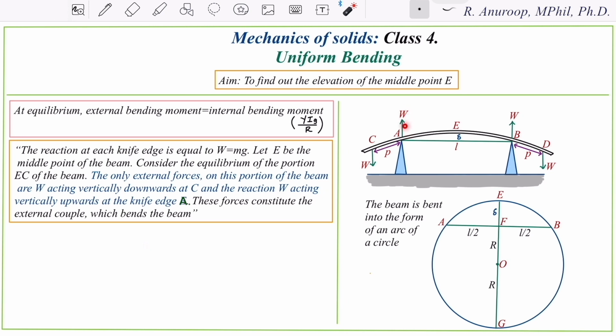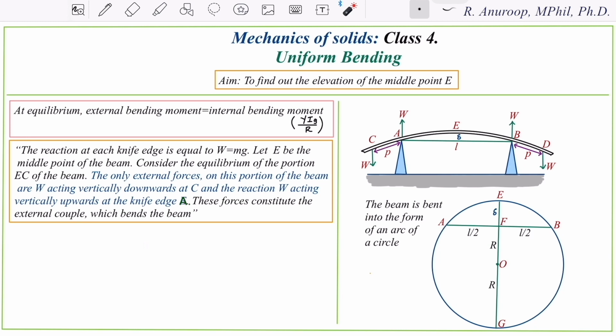Now, the reaction at each knife edge is W. The reaction at A is W. The reaction at B is also W. Let E be the middle point of the beam. Consider E as the middle point of the beam after bending. Now consider the equilibrium portion EC of the beam. You assume that the beam is now in equilibrium position and you consider the equilibrium portion EC of the beam.